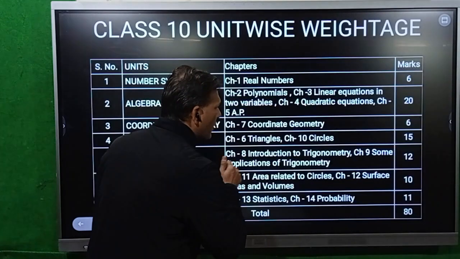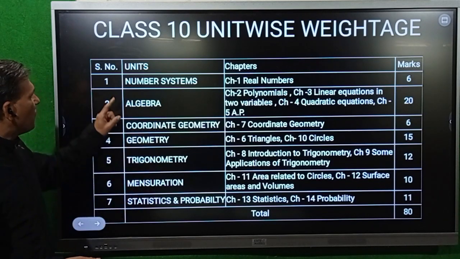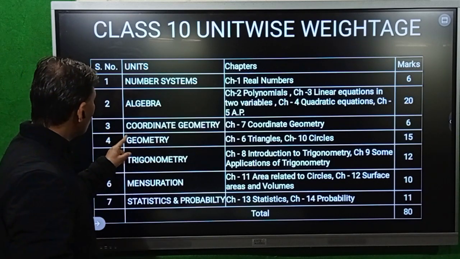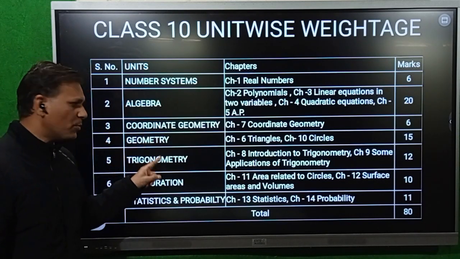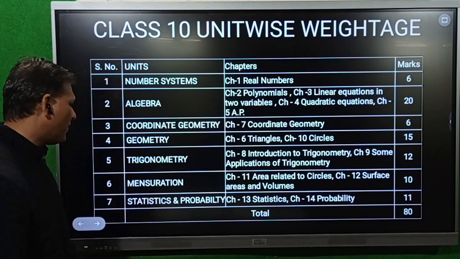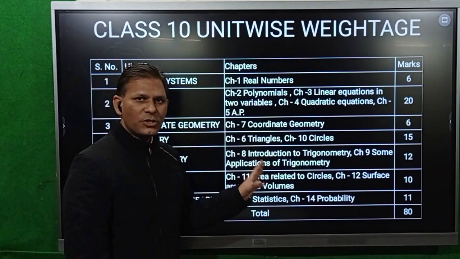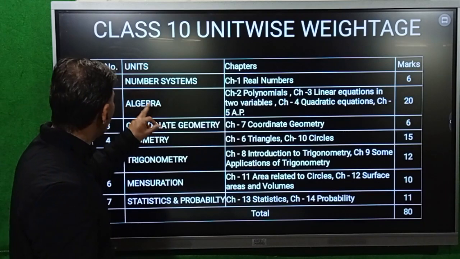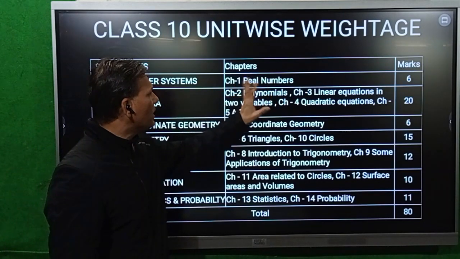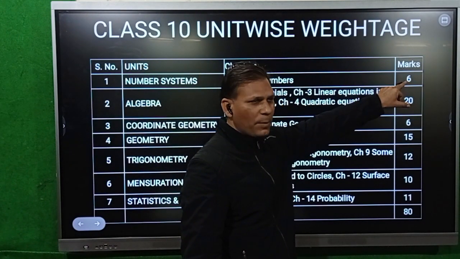Now come to the syllabus, which is described in 7 units. The first unit is number system, second algebra, third coordinate geometry, fourth geometry, fifth trigonometry, sixth mensuration, and seventh statistics and probability. You can see which chapters come in which unit here. The number system contains only a single chapter, real numbers, and real numbers cover only 6 marks of your paper.